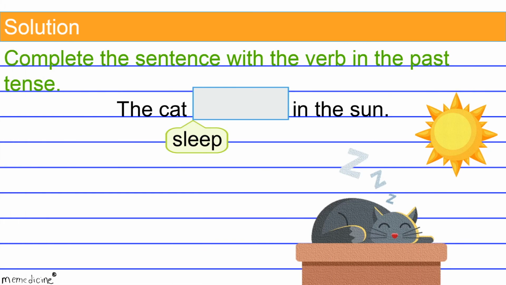All right, back to our original question, and now for the solution. Slept is the simple past tense verb form of sleep. This is an irregular verb form, so you have to commit it to memory.